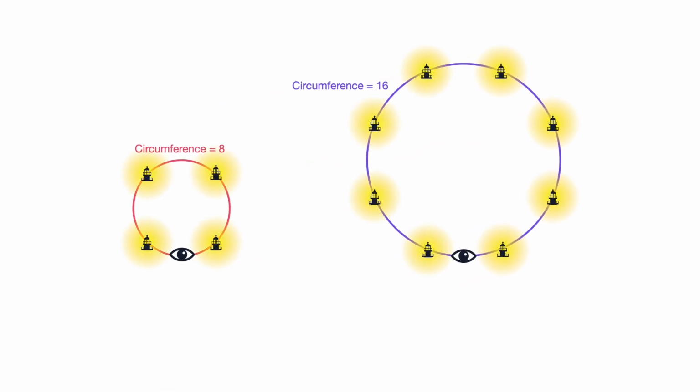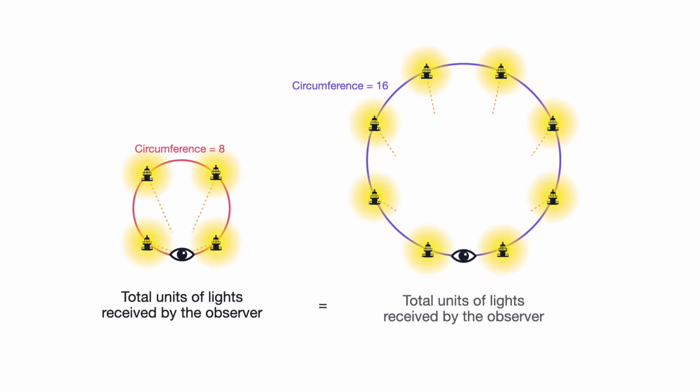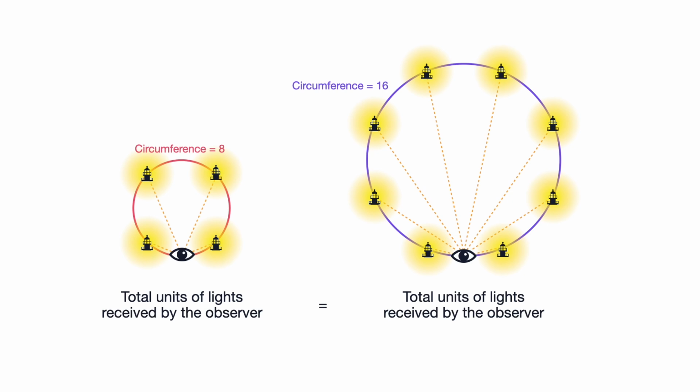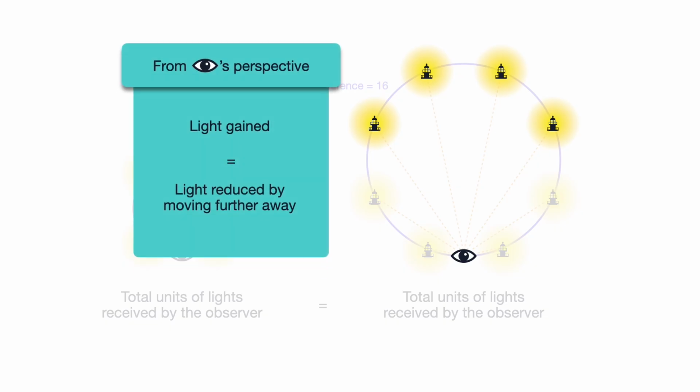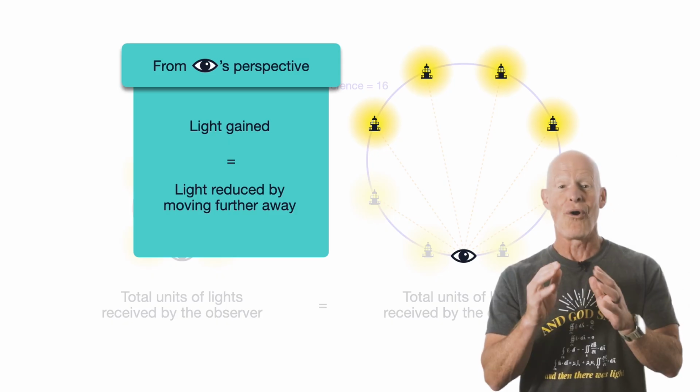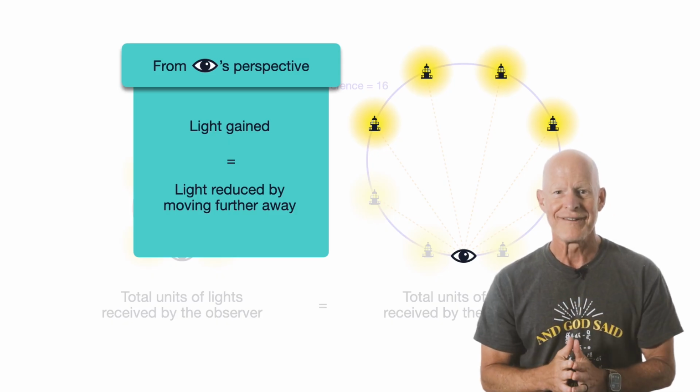If the total light never changes, then the light lost by 1 and 3 by moving further away from the observer must be supplied exactly by 5 and 7. Somehow, some way, from the observer's perspective, brightness gained from new lights equals brightness reduced by existing light moving further away. The total remains unchanged.